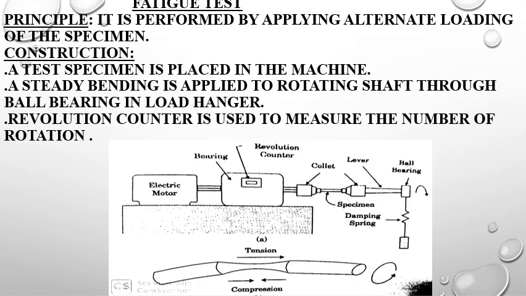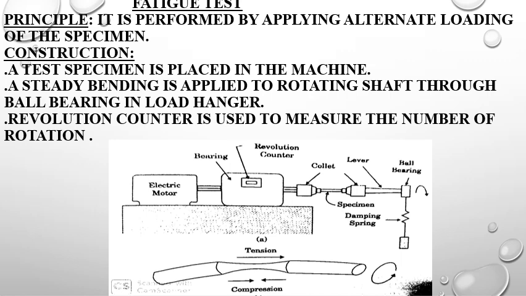Next one is the fatigue test. The fatigue test is used to apply alternating loading to a specimen. The working takes place as the test specimen is placed in the machine, as you are going to see in that picture. While steady bending is applied to the shaft, electric power is applied.